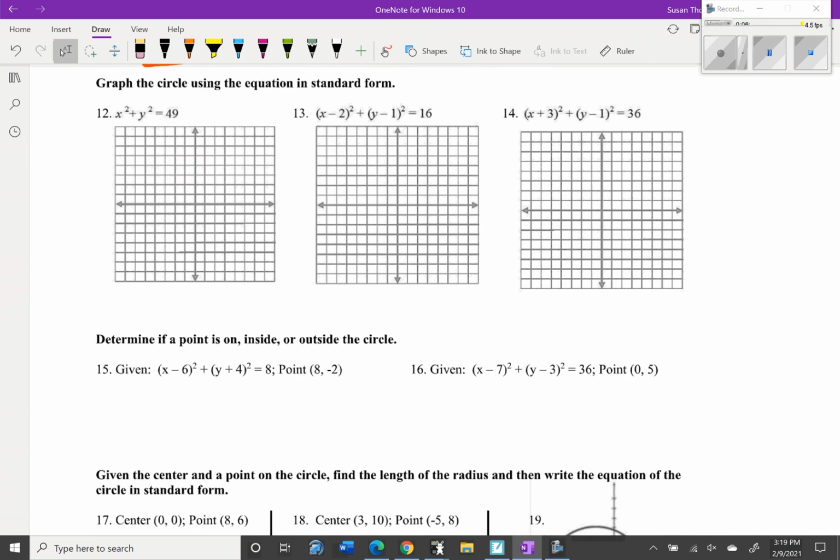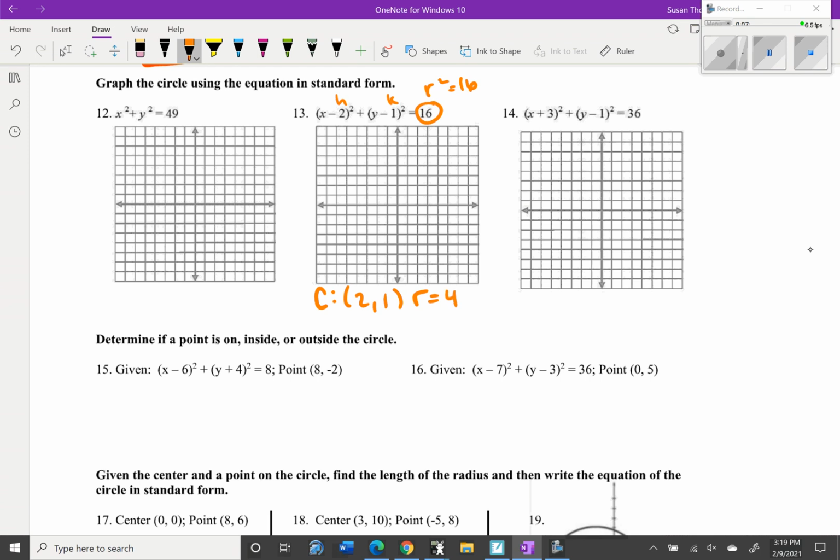The next one says graph the circle using the equation in standard form. So for this one, let's go ahead and look at number 13. The first thing you want to do is find the center. So the center is, again, h and k. So this would be (2, 1). And then the radius is going to be equal to the square root, because remember r squared equals 16, because that's this value here. So the square root of 16 is 4.